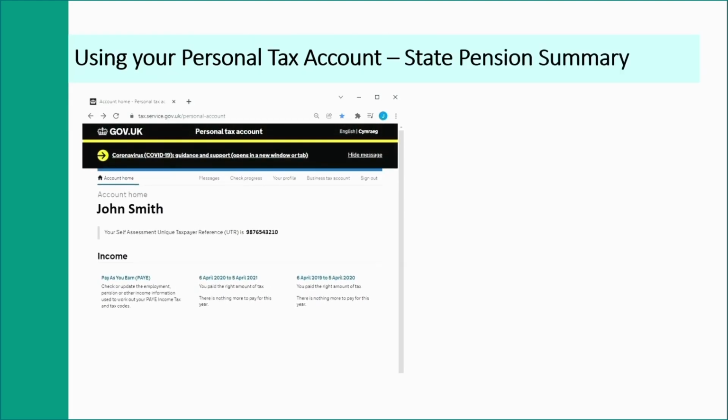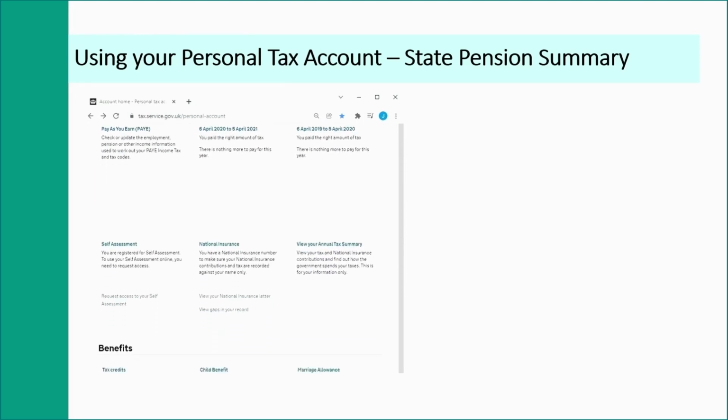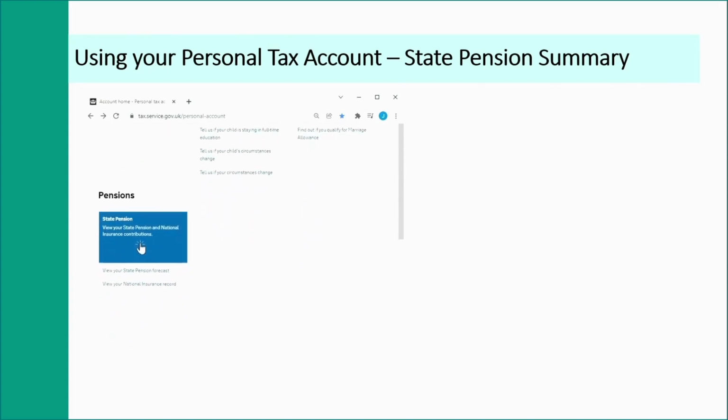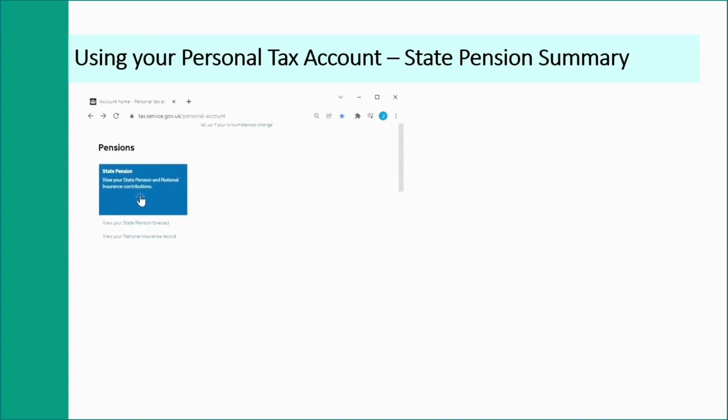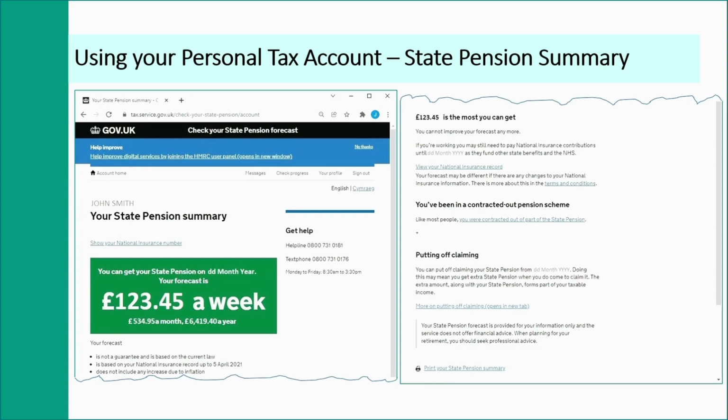Let's take a look at the state pensions area. We'll click or tap on it. You'll be taken to your state pension summary page. Here we have an example as it would appear for someone who has not yet reached the age where they could start claiming their state pension.